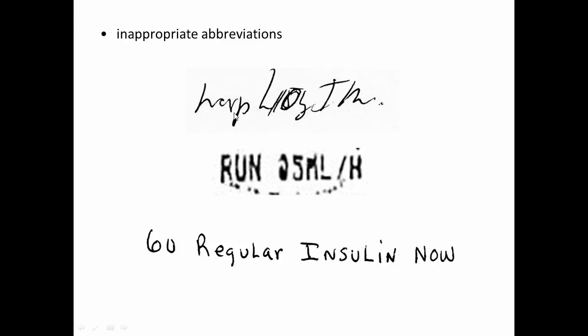The second one, the order is supposed to say run at, so this was an IV, run at 5 mils per hour. But this abbreviation for at, which we shouldn't use, looks like a 2. And so instead of receiving an infusion at 5 mils per hour, this person received an infusion at 25 mils per hour. The last one I think we've looked at already. Again, this is an abbreviation for units, and it's supposed to say 6 units regular insulin now, and instead they received 60 because the U was mistaken for a 0. And again, that was a fatal event.